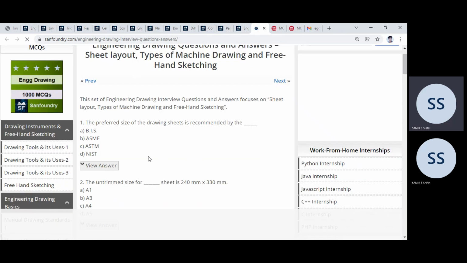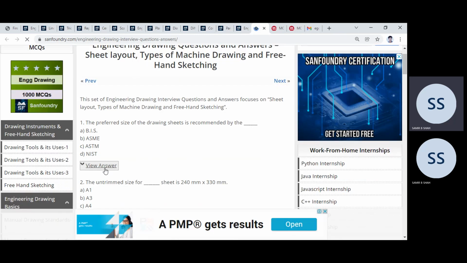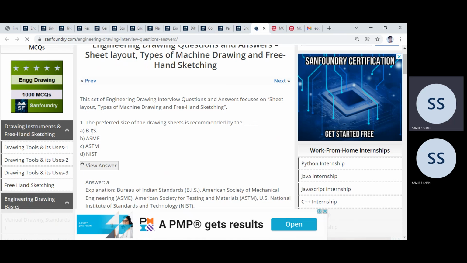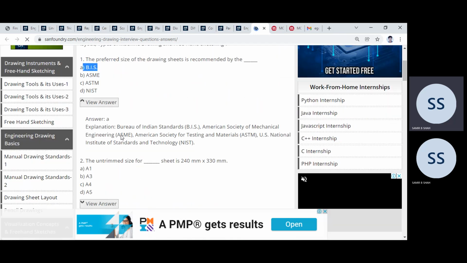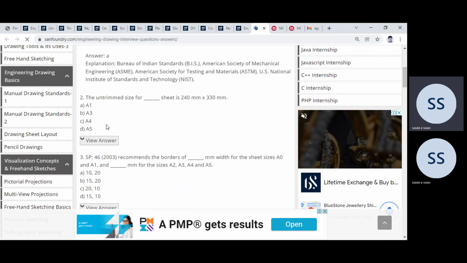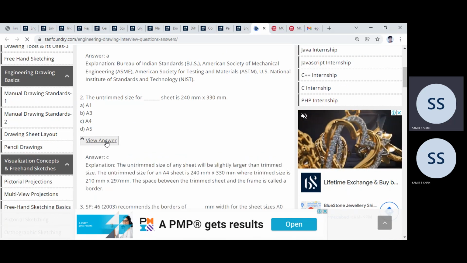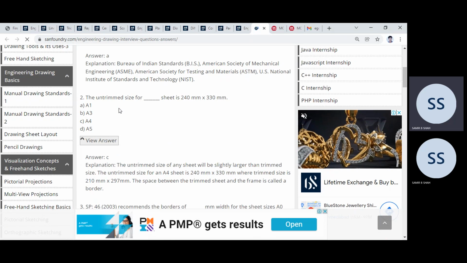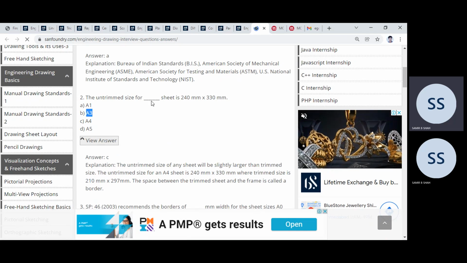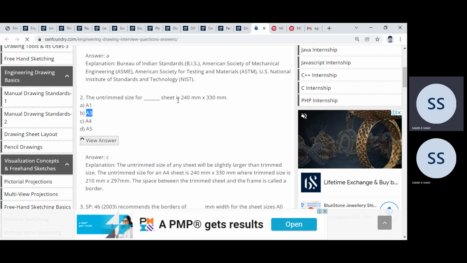The preferred size of the drawing sheet, which is recommended by BIS, we know very well from our first chapter. The untrimmed size for an A3 sheet is 240 by 330 mm.